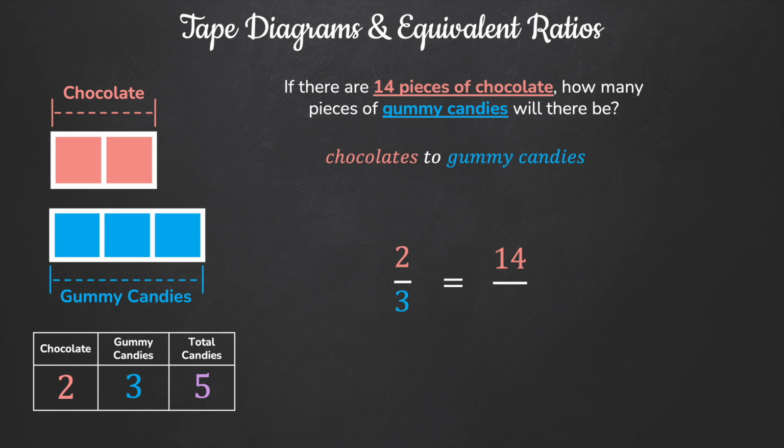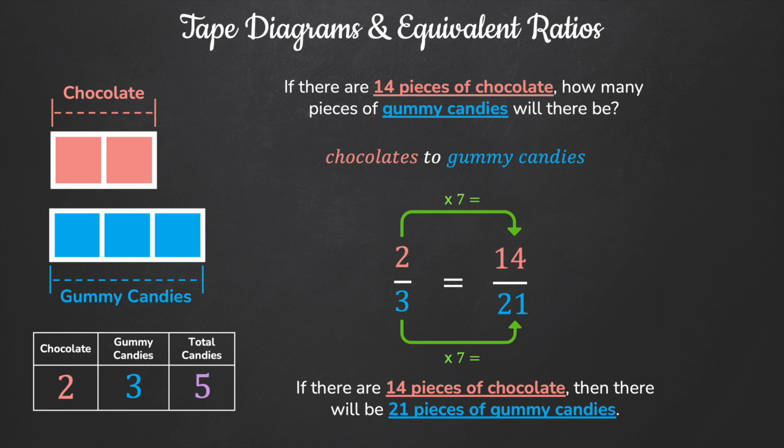In order to get from 2 to 14, we have to multiply by 7. So whatever we do with the chocolates, we have to do with the gummies as well. So 3 times 7 is equal to 21. So this is our equivalent ratio where we have 14 pieces of chocolate, and if there are 14 pieces of chocolate, then there will be 21 pieces of gummy candies.